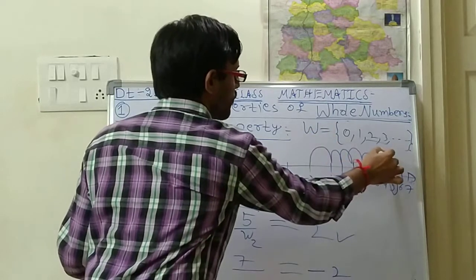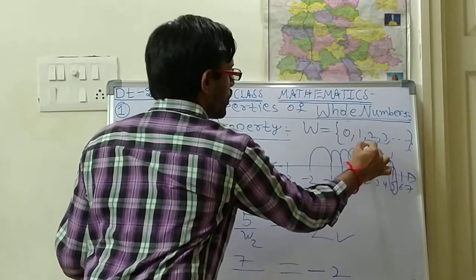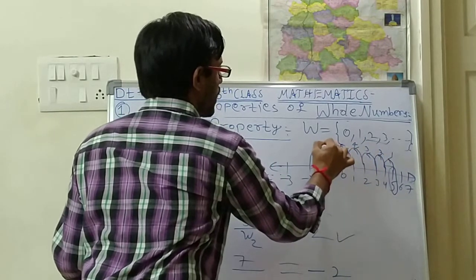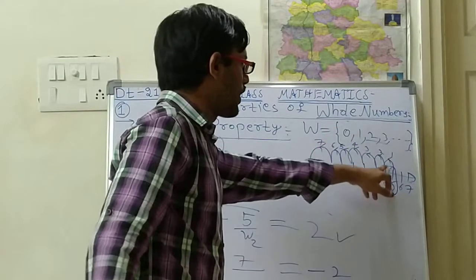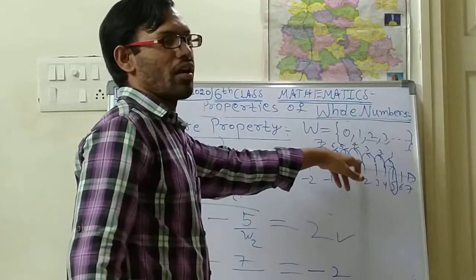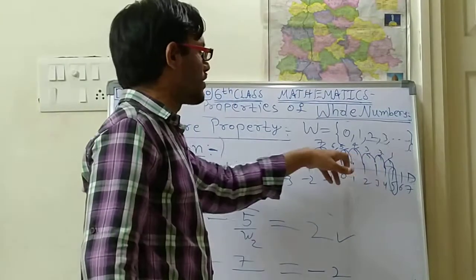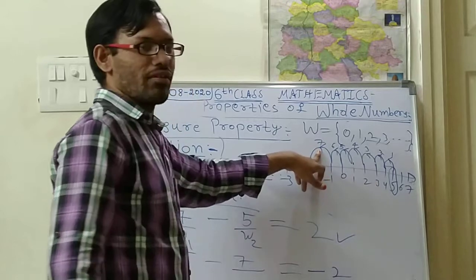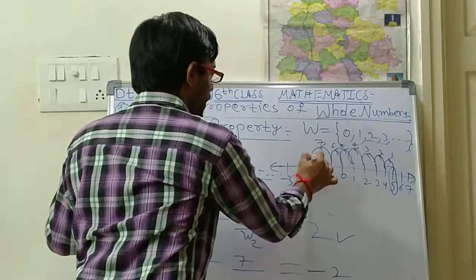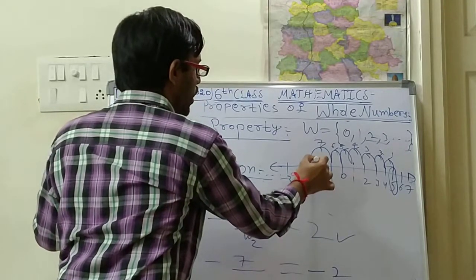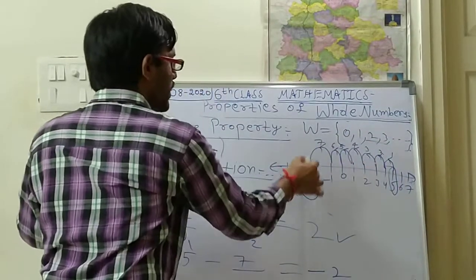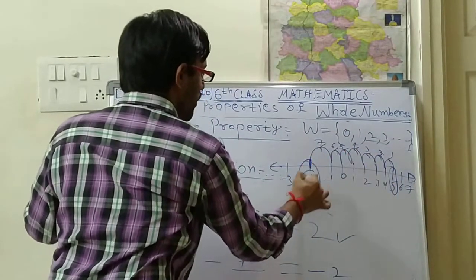So I never skipped any number. On every number, on every digit I am stepping, and I came 7 steps towards the back side, towards the left side. After the 7th step, at which number has the count stopped? Minus 2. So 5 minus 7 is minus 2.